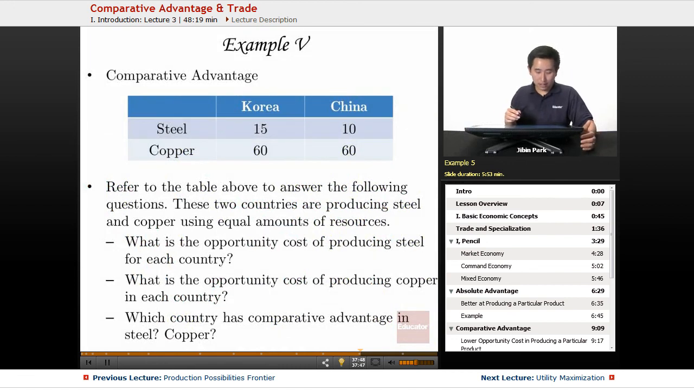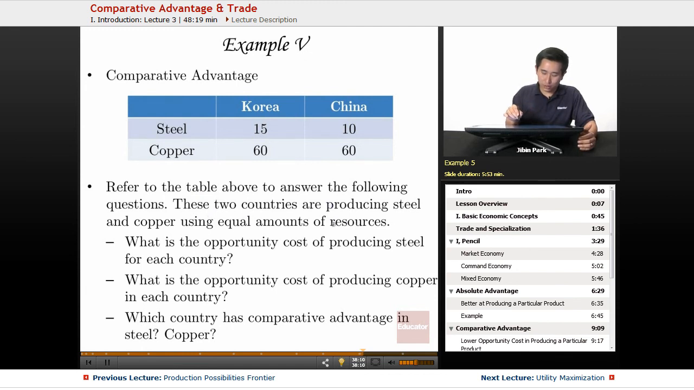So again, let's take a look at another example. This time, let's look at 2 different countries. Let's say you have Korea and China here. So comparative advantage, let's say that in terms of making steel, Korea can make 15 and China can make 10, whereas in copper, Korea can make 60 and China can make 60. Refer to the table above to answer the following questions.